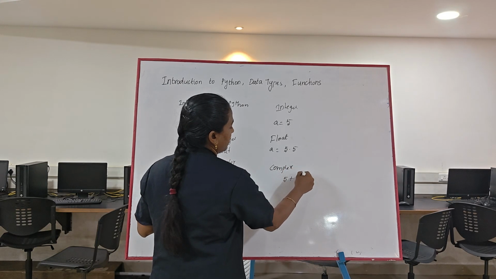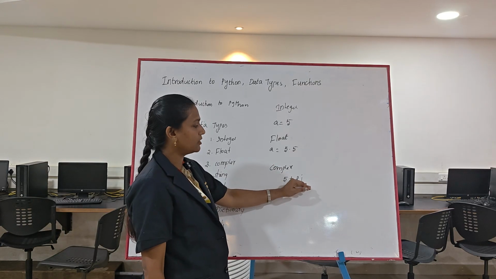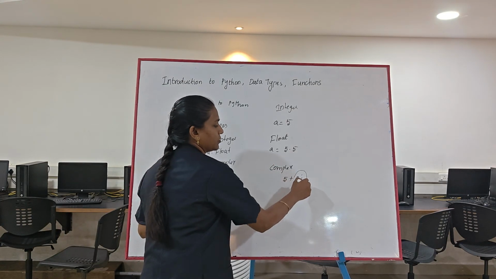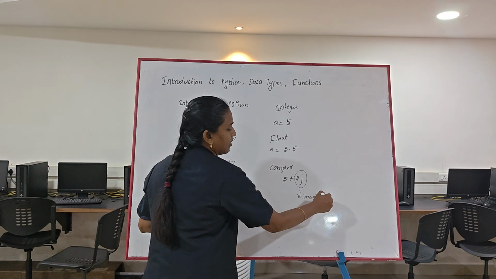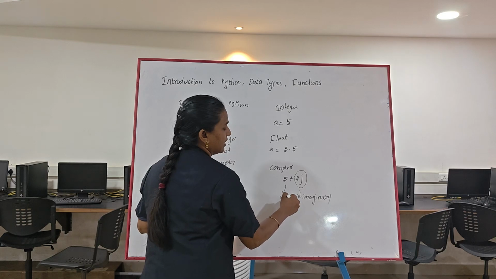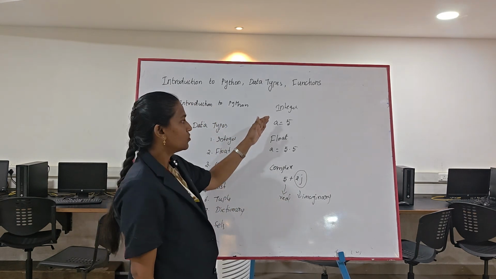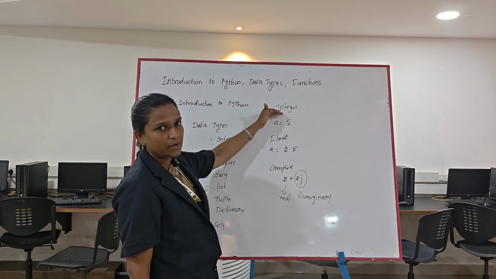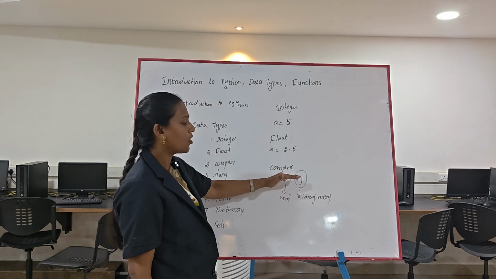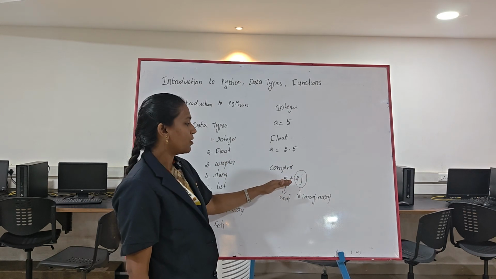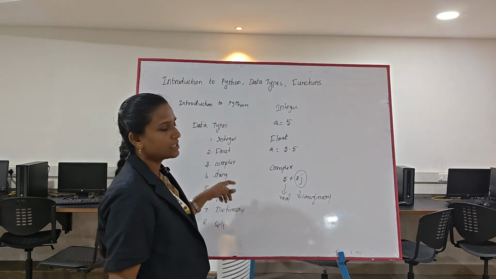Next, third one, complex. I will write the example. It consists of both a real part and an imaginary part. This 5 is the real part and this is the imaginary part. So this is the complex. Next we will see the string. So integer means it is a whole number. It can be either positive or negative. Float means it is in decimal point. Complex means it consists of both real and imaginary part. That is complex. Next we are going to see string.